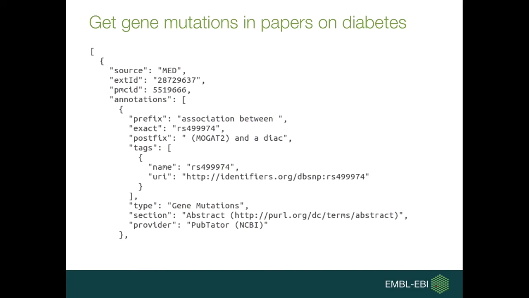Here's how results look like. We have retrieved them in JSON format. You're already familiar with this layout from our previous example. Here the annotation for gene mutation is represented by an accession number, RS499974.